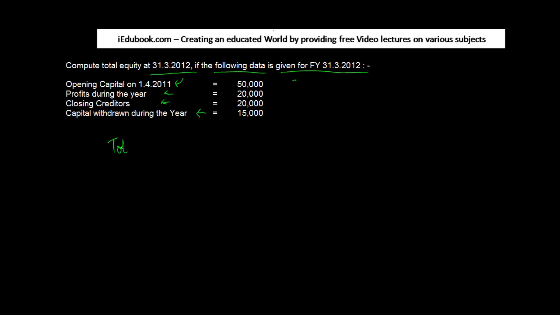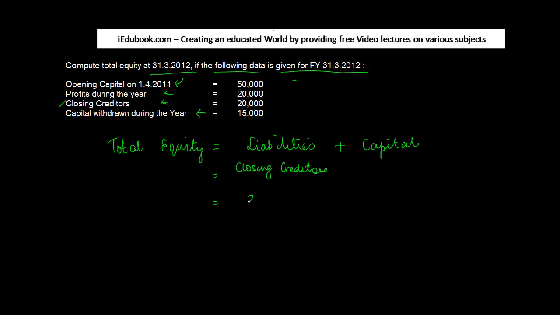Now, if you have to compute the total equity, it is basically the sum total of your liabilities to outsiders plus capital, right? So if you look at the above data, what is the liability that we have? The only liability which is there is closing creditors, which is 20,000. So I have ticked this just to ensure that I remember that I am done with the adjustment for this. I don't need to do anything else.